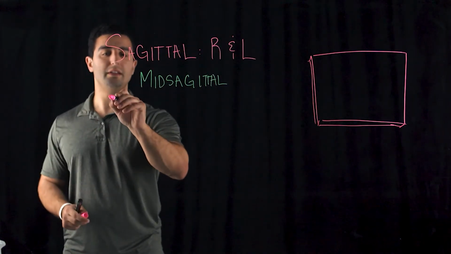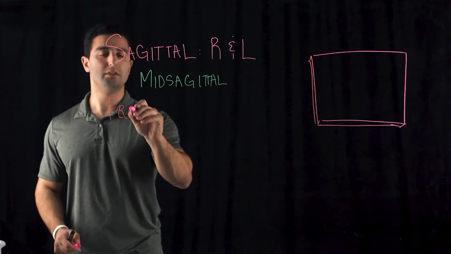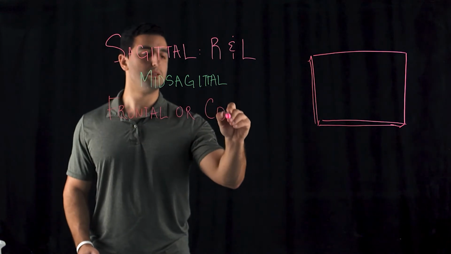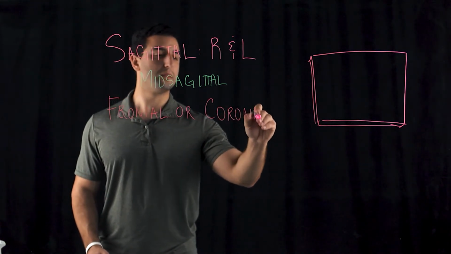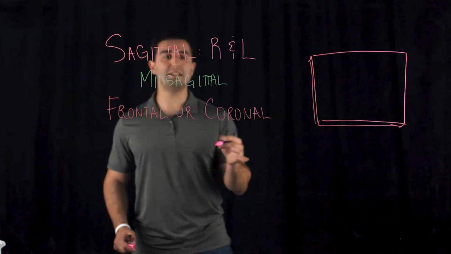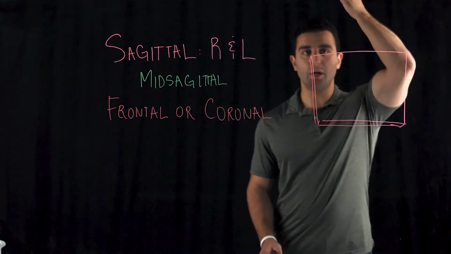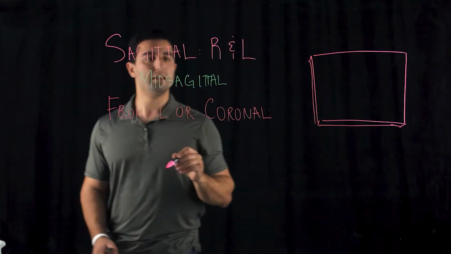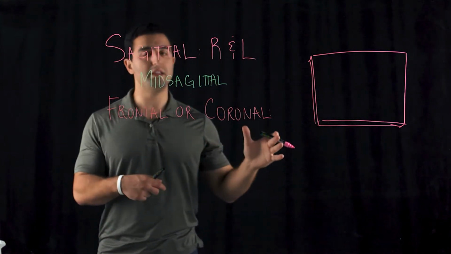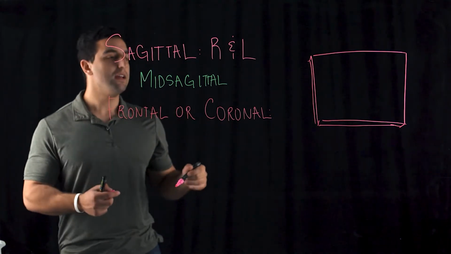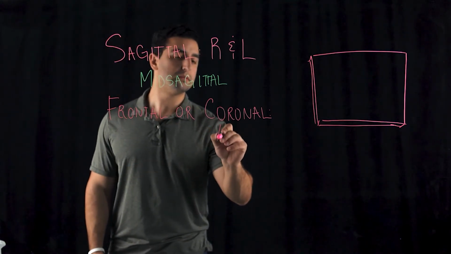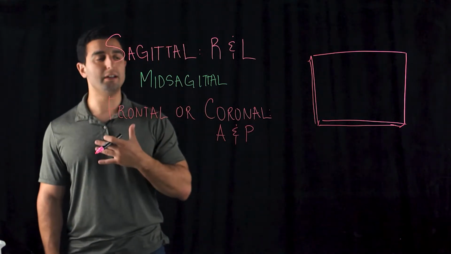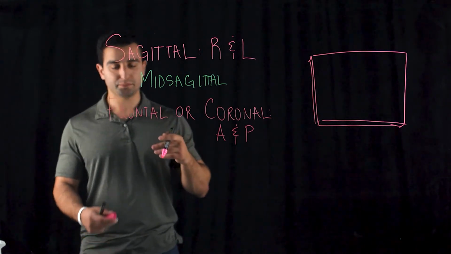Next, we have the frontal or the coronal plane. So this specific plane, again, comes from the top downwards, but it separates the patient or the model, whatever you want to use, into an anterior and posterior region. So anterior front, posterior the back.